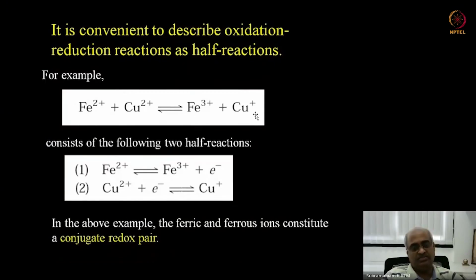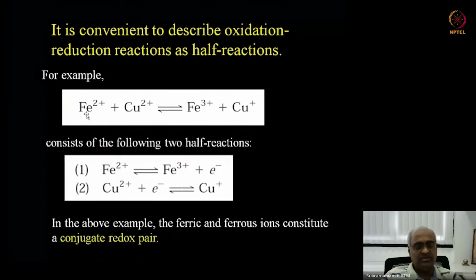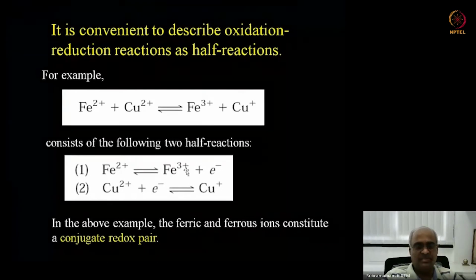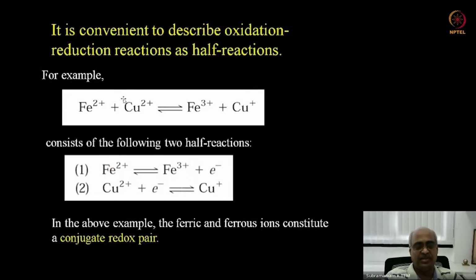Cupric becomes cuprous. Okay, one is oxidized, another is reduced. So you can consider that as two separate reactions. One is this ion, the ferrous becoming ferric by losing an electron. Okay, so this is getting oxidized. It lost an electron. So that alone we consider as one half of this complete reaction. And in the second half, this one accepts the electron and gets reduced, cupric to cuprous.